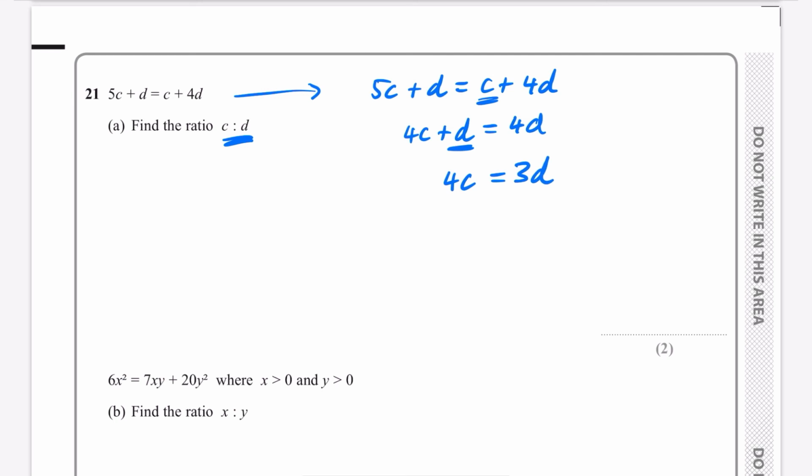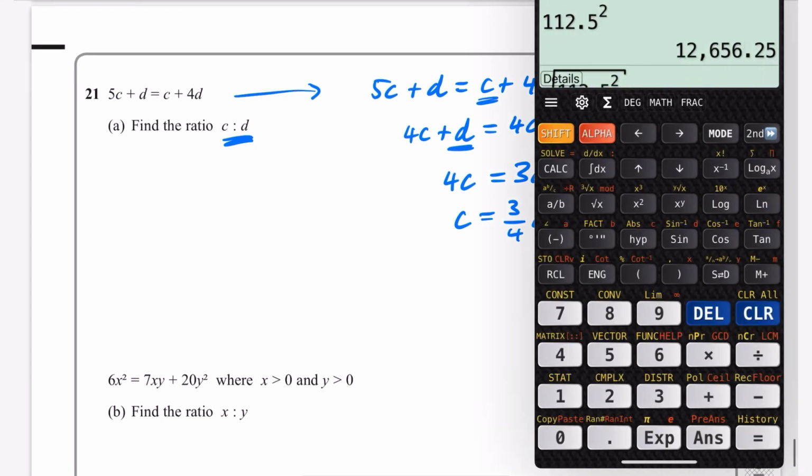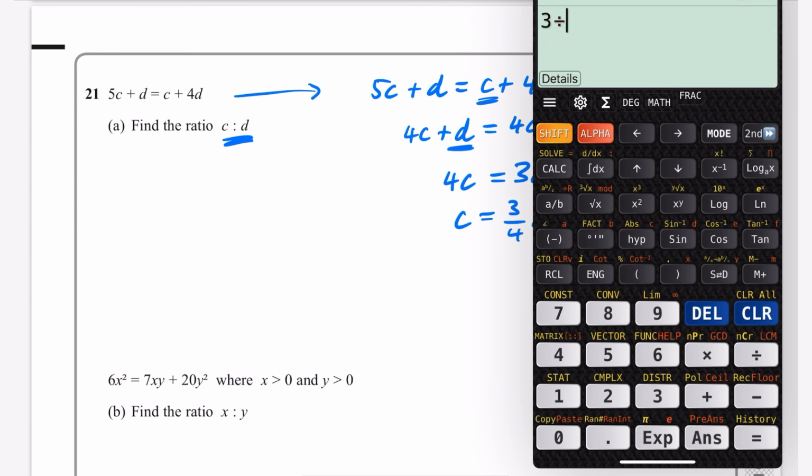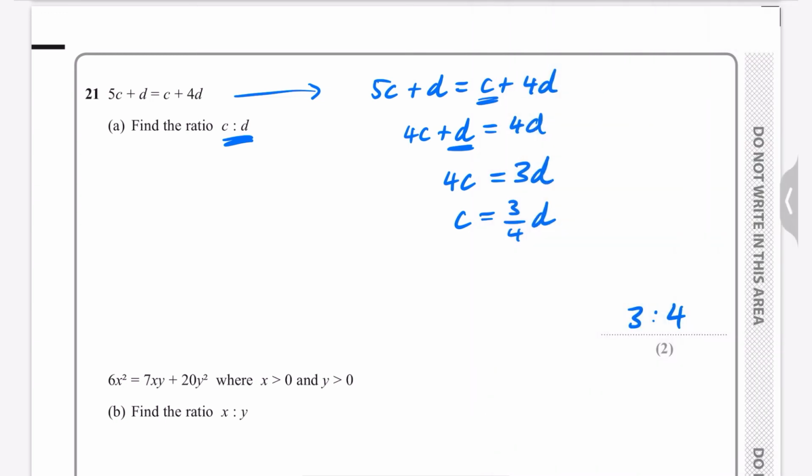Now, we're trying to find the ratio C to D. You might go, oh great, I've got it, and it's got the 4 and the 3. But actually, it's the other way around to how you would expect it. It's actually the ratio 3 to 4. The reason is that if you divide both sides by 4, you get that C is 3/4 of D. If I find 3/4 of 4, I get 3. So that's why C needs to be smaller than D because of this line. It looks like you're going to do 4 to 3, but it's actually 3 to 4.